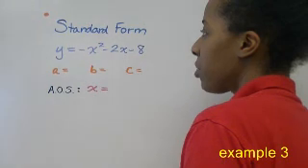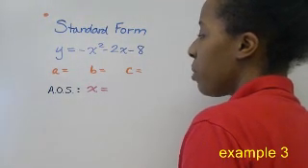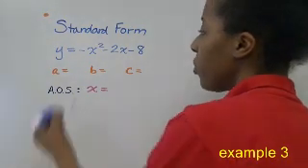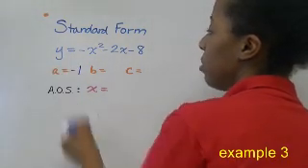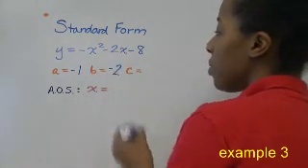Here's another standard form quadratic equation. Identify your a, b, and c values. Our a value is negative 1 in this case. Our b value is negative 2. And our c value is negative 8.